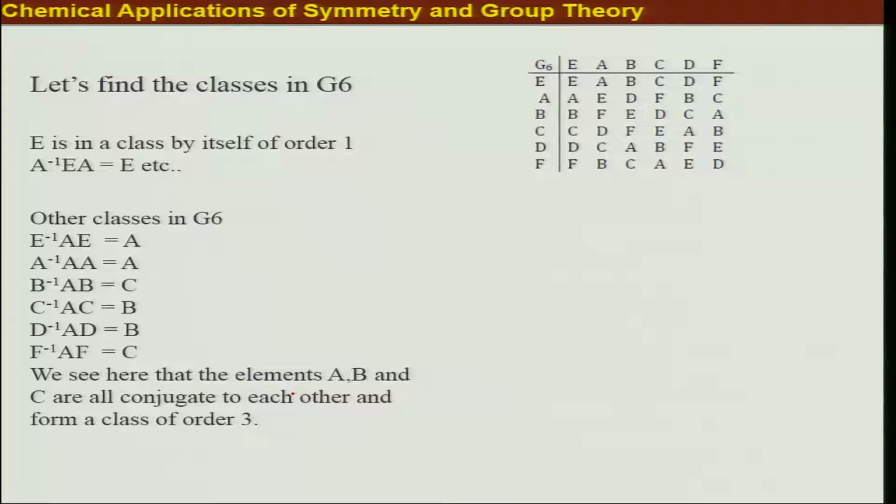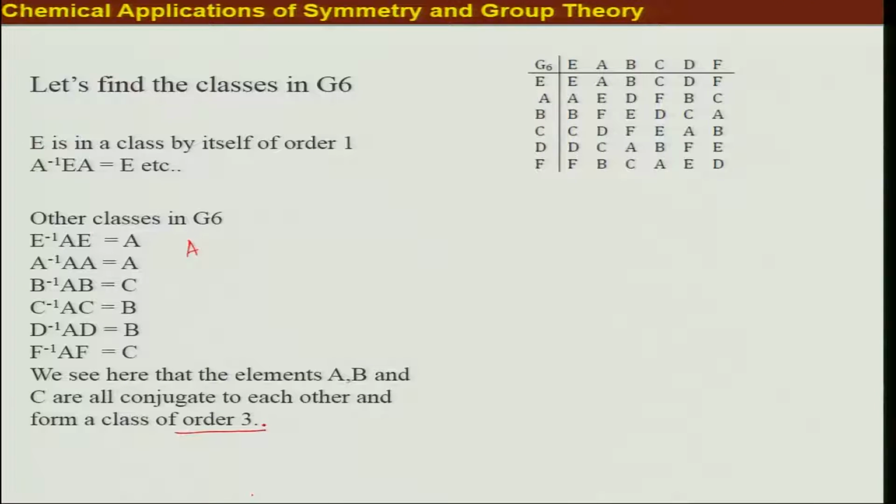Now what are the other classes in G6? You can do the similarity transformation on any other element. Say, for example, you start with this element A, and what you get is written here. On A, if you do the similarity transformation, you get A twice, B twice, C twice. So that means A, B and C are conjugate to each other, and A, B and C form a class whose order is 3. So we have a class of order 3.